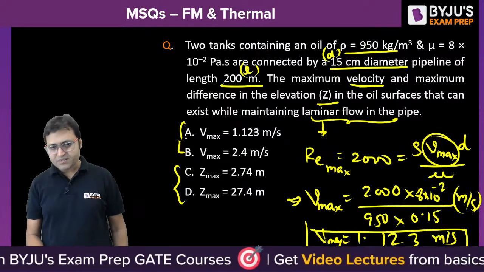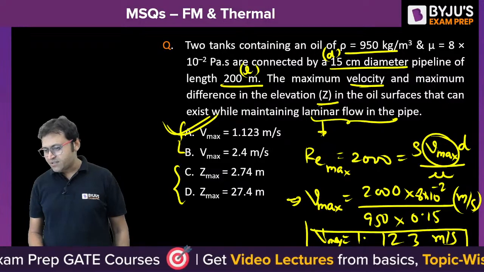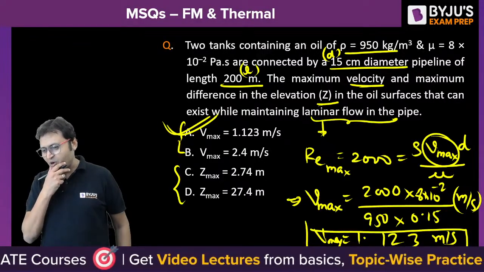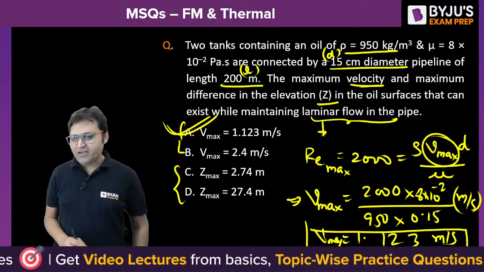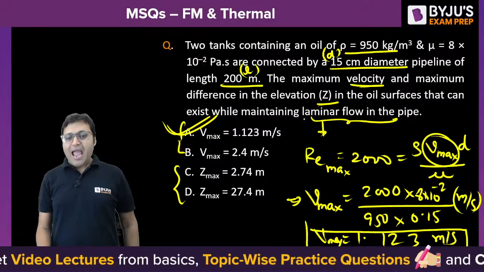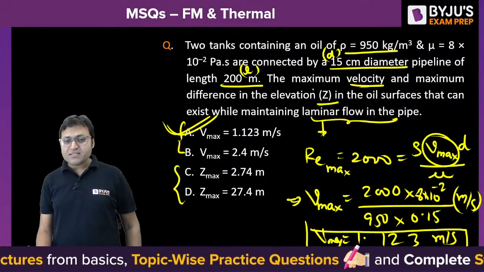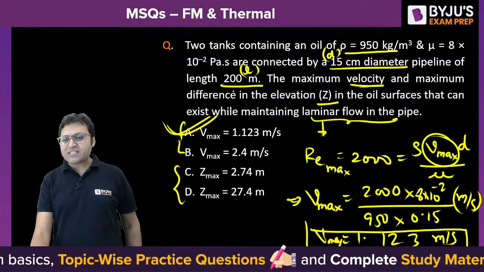Are you getting it? Option A is correct. It is 1.12, Maniket. It will not be 11.2. And what we need to calculate is the difference in the elevation in the oil surfaces.